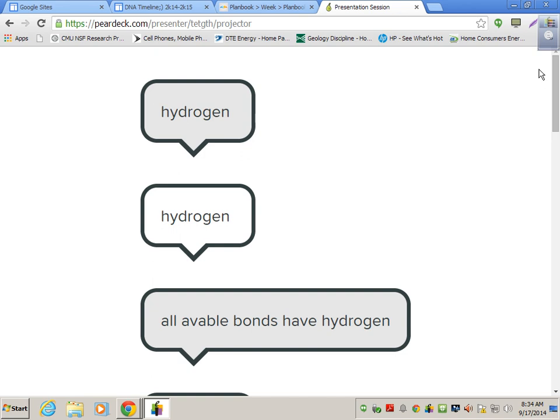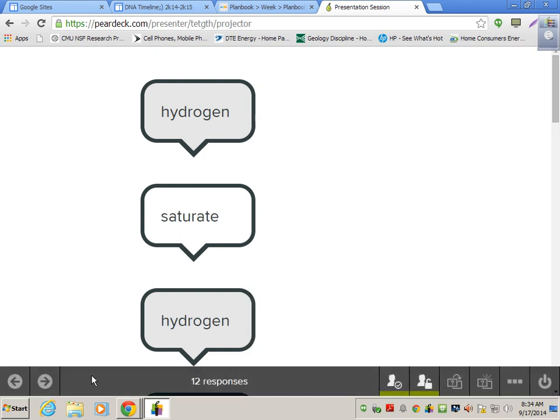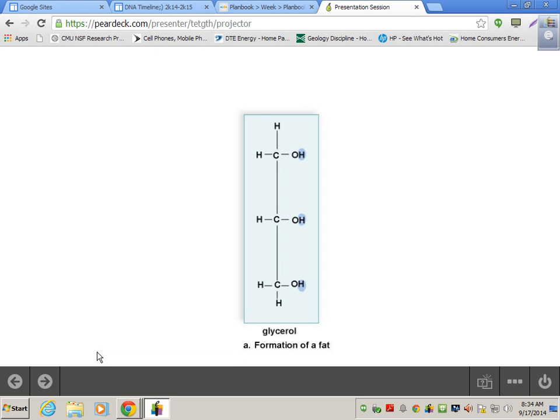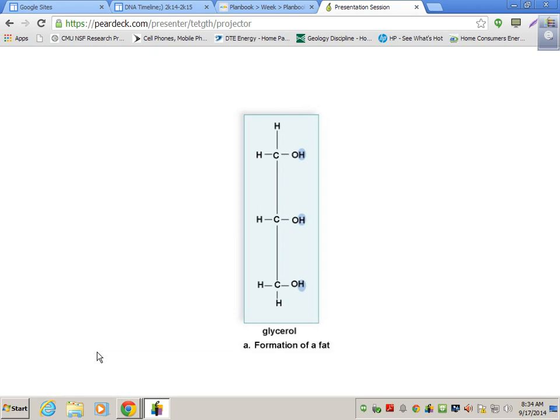Saturated means I have more hydrogens bonded to the outside of my fat, which makes it harder or easier to break down. What do you guys think? Harder. So you're not going to be able to easily metabolize that and get rid of it. If it has more hydrogens, it's going to be harder to break down, and you're going to end up storing that generally as the fatty deposits that we think of as fat in our own body. The unsaturates are a little bit different.